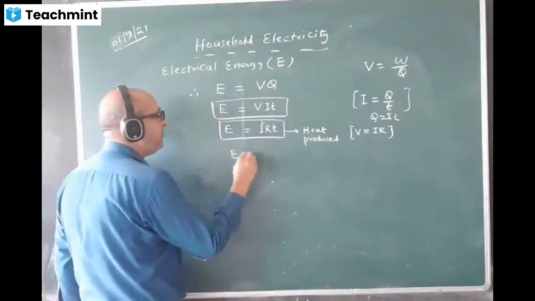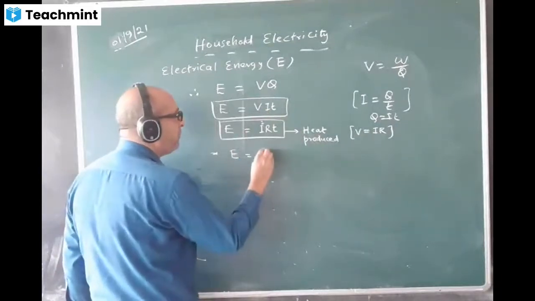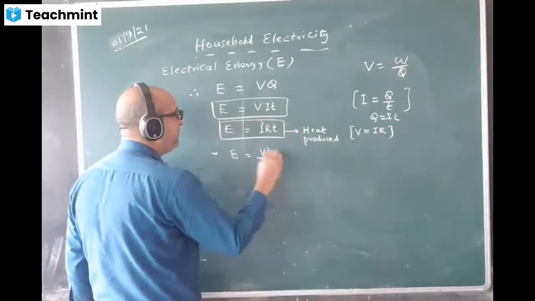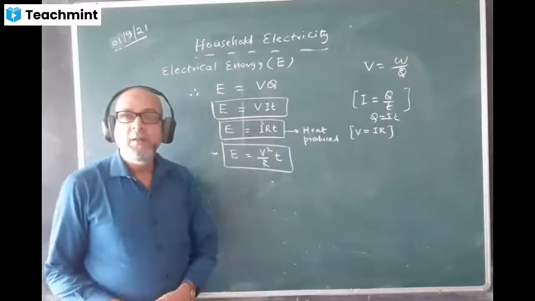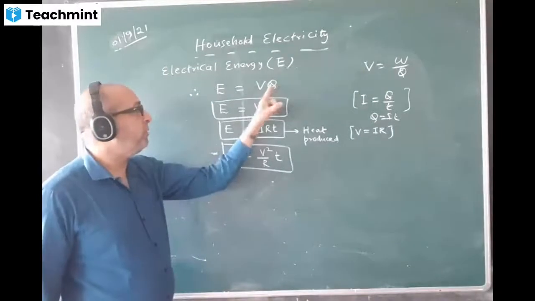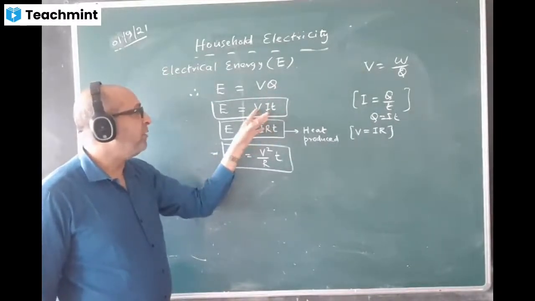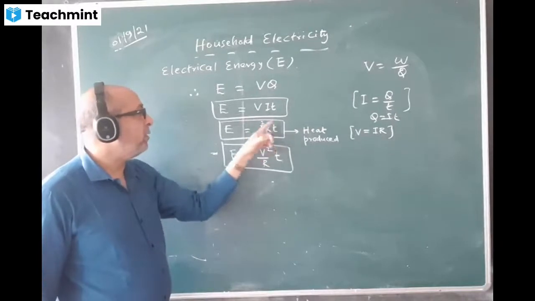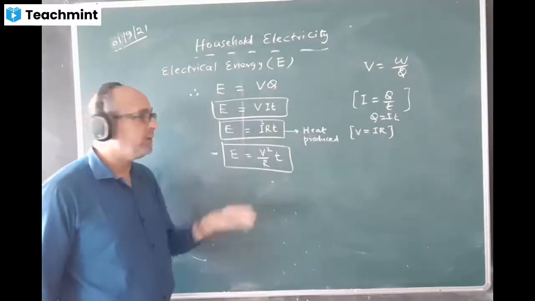Next formula. I value we can put V by R, so the formula will become V squared by R into T. This is another form of electrical energy. One can be derived from the other. This is the basic one, E equal to VQ. Q value I put IT. Now V value I put IR, I will get this one. Now I put I value V by R, V into V becomes V squared by RT.